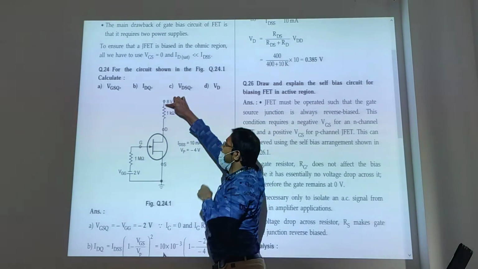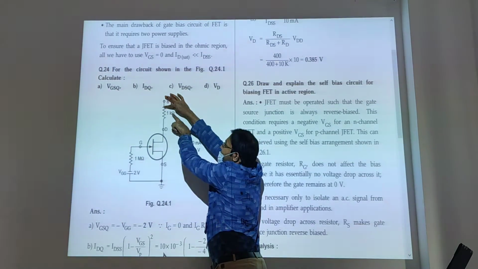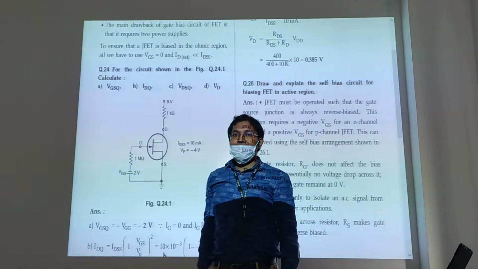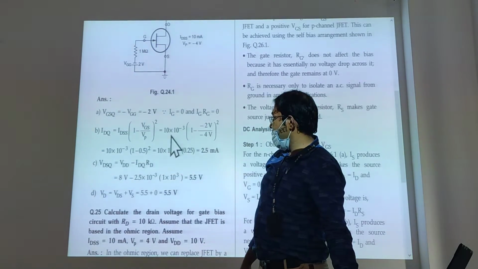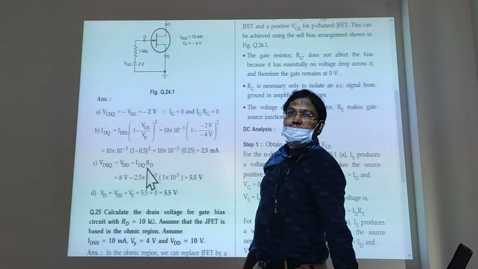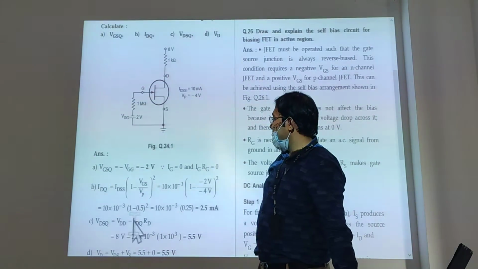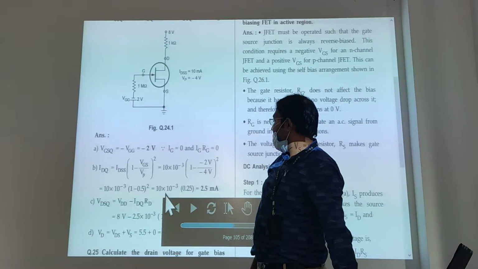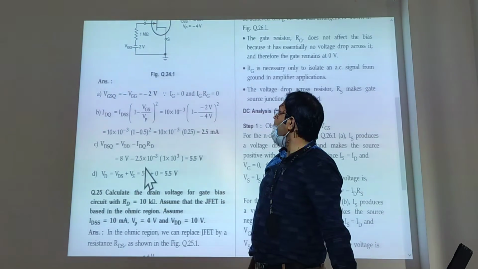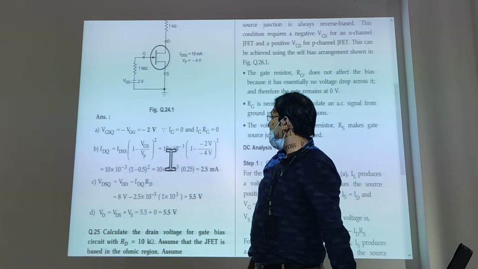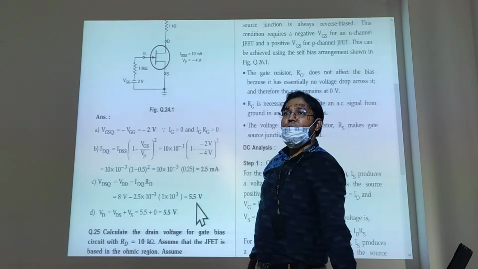VDS will be 8 volts minus this voltage, ID into RD. RD is 1 kilo. So VDS will be VDD minus ID into RD. VDD is given as 8 volts, so 8 minus ID, which we just calculated as 2.5 milli, times RD, given in the question as 1 kilo. Substituting this, we got 5.5 volts.